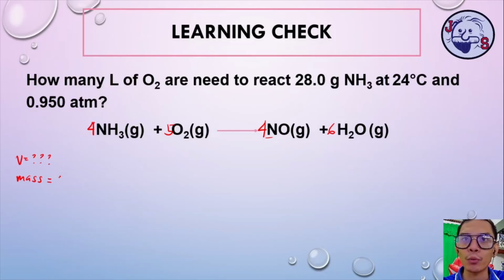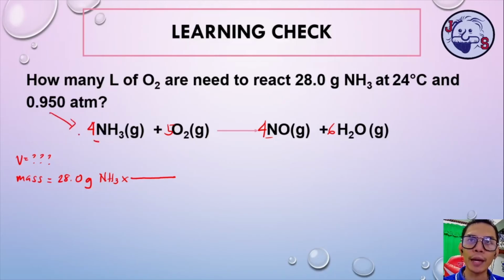So we have 28.0 grams NH3 times... So what do we have right here? In order to convert it into moles, what we need here is the chemical equation, and also the targeted gas that we are going to work on. So we need to convert NH3 to moles first.